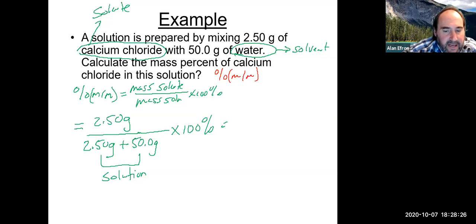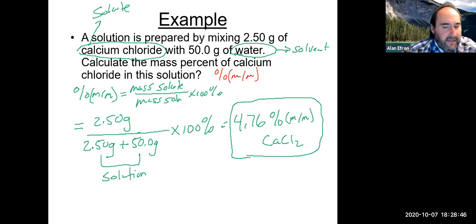4.76. Now, in terms of the units, most people will go percent and put m/m to indicate that it is percent mass to mass. Sometimes they will also put the name of it there as well, or the formula. So 4.76% mass to mass calcium chloride solution. Any questions on that one, where any numbers came from?